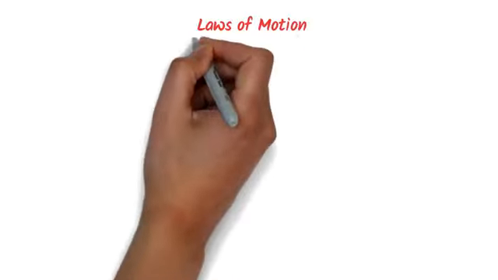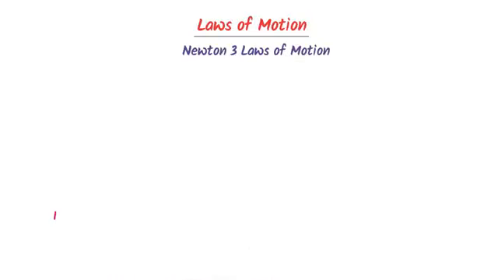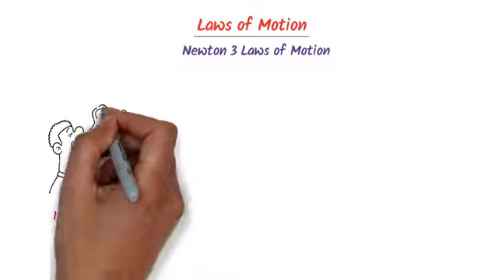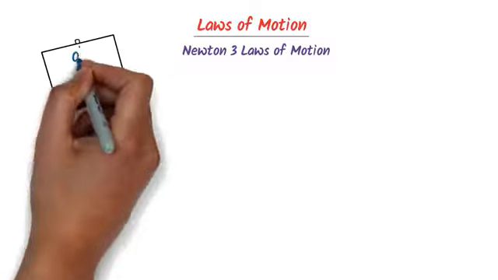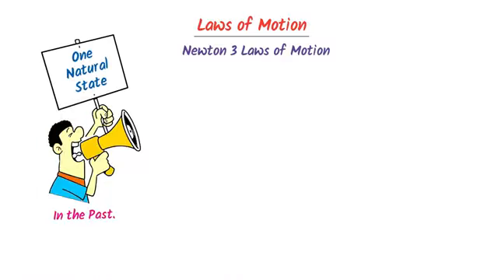Laws of motion, Newton's three laws of motion. In the past, before Newton Baba, scientists believed that there is only one natural state of any object.